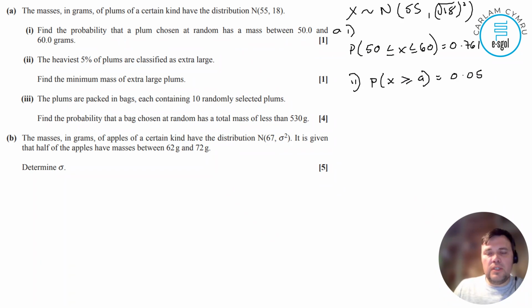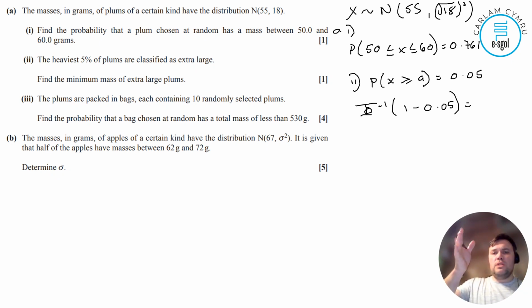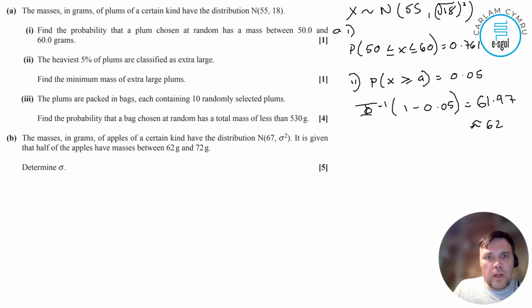You would use these values in the inverse normal, and then you would do 1 minus 0.05. If you remember previously the bell-shaped curve, and you're talking towards the furthest end, you would have to do 1 minus that, so it would be 0.95. And then substituting that in, it would give you 61.97, which is approximately 62, and we're looking at grams.